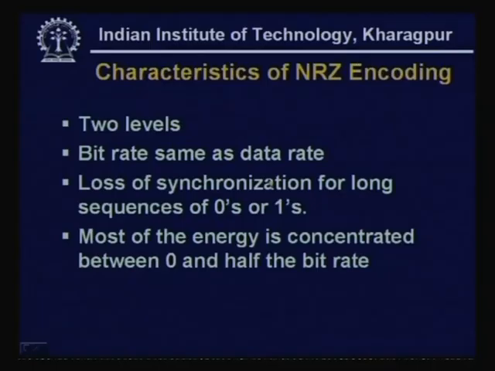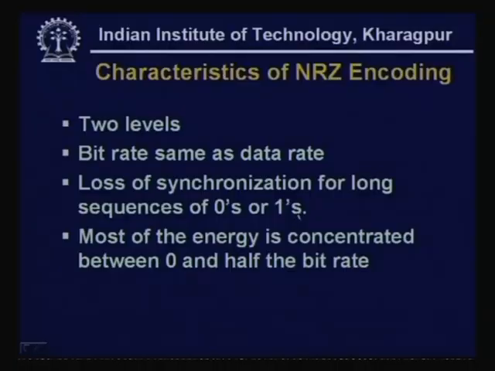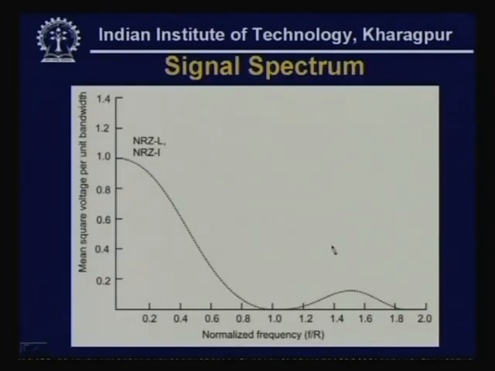Whenever you send a long sequence of 1s or a long sequence of 0s, you will find there will be loss of synchronization. And in this case, if you look at the signal spectrum, you will find most of the energy is concentrated between 0 and half the bit rate, as shown in this diagram. Here, for NRZ-I and NRZ-L, the signal spectrum is shown. On the x axis you have the normalized frequency f by R, where R is the bit rate, and the y axis shows mean square voltage per unit bandwidth.